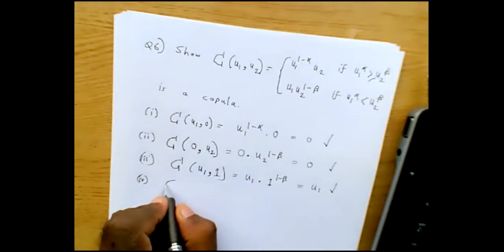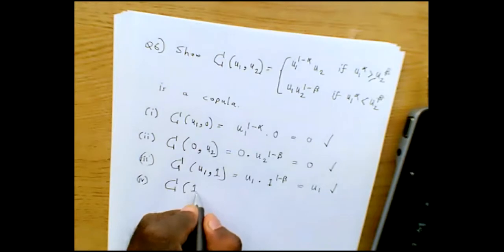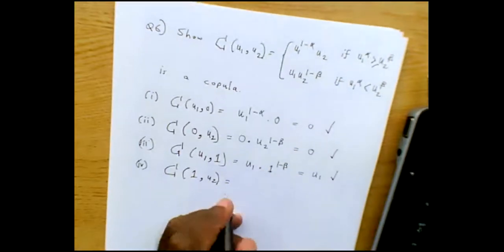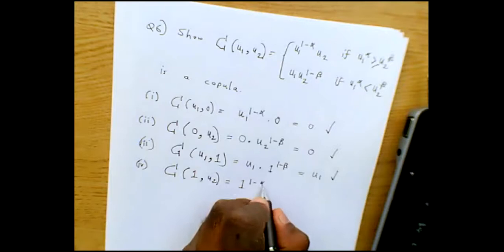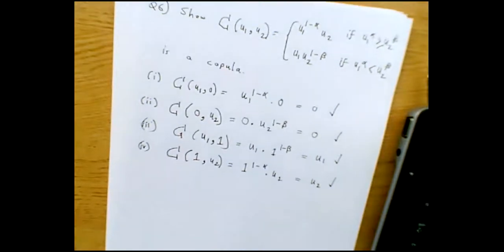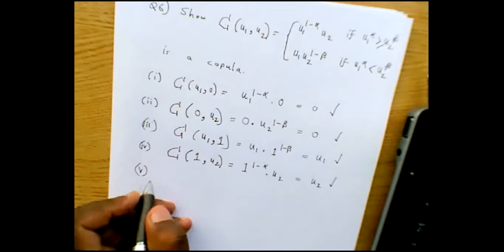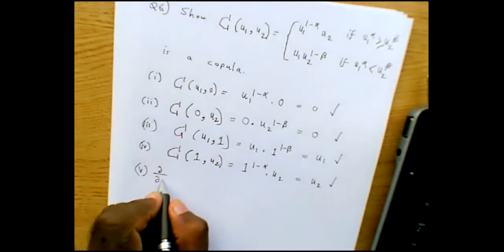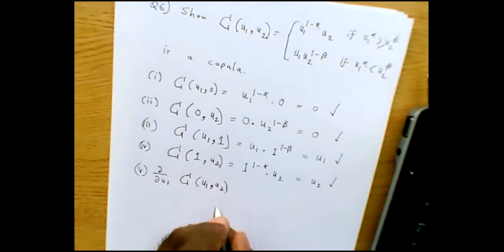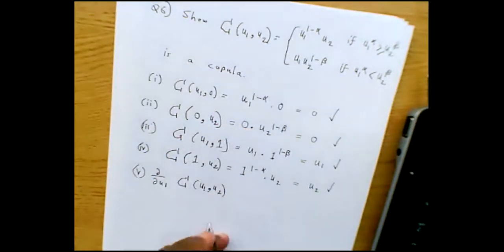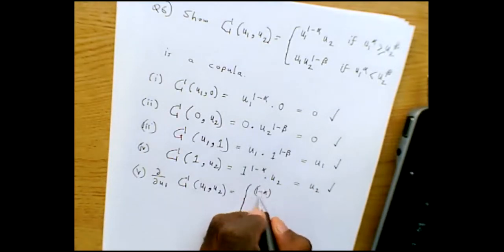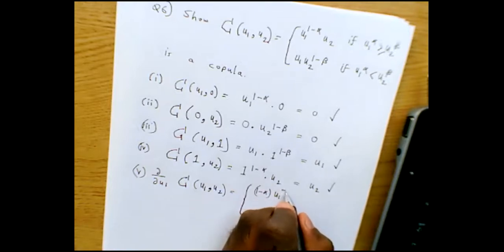Part 4, C(1, u2). So here you will use this one, right? So it will be 1 to the power 1 minus alpha times u2, which is u2, so satisfied. And part 5, you take the partial derivative with respect to u1. So you can take the partial derivative inside each of these things, so you will get the following, which is the partial derivative of the first term, this.